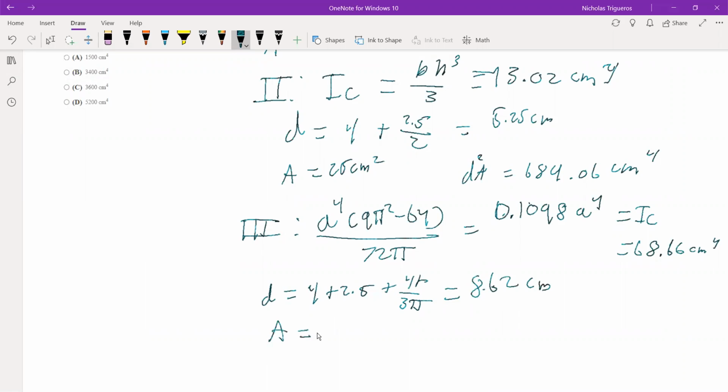Oh yeah, 8.62, right. A is pi r squared over 2. And then D squared A is those multiplied together, that one squared, so it's going to be about 2,919.33.